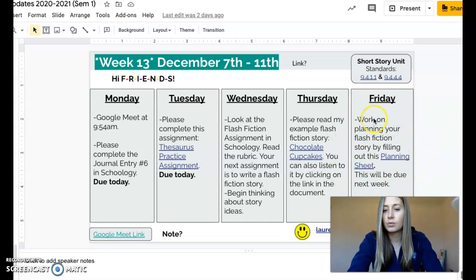On Friday, you're going to start working on this planning sheet. So it basically will outline some ideas for your own story. You're going to have to start coming up with some ideas in this planning sheet for what you're going to want to write about. It's not due by Friday. It'll be probably due on Monday, so don't worry about turning this in right away. Just start outlining what you're going to want to do for your own story, what kind of characters you're going to want to have, that sort of thing.